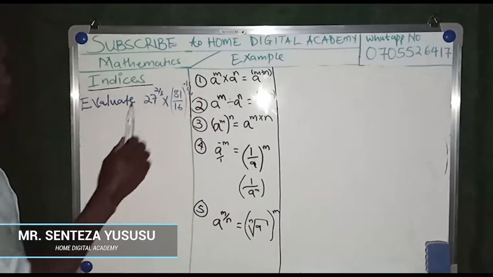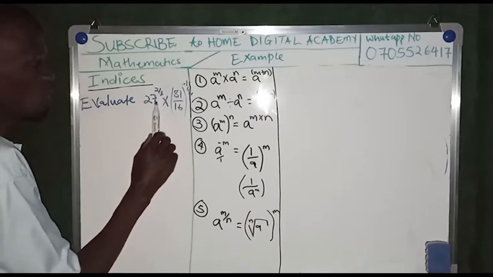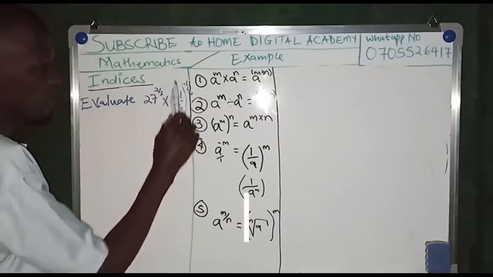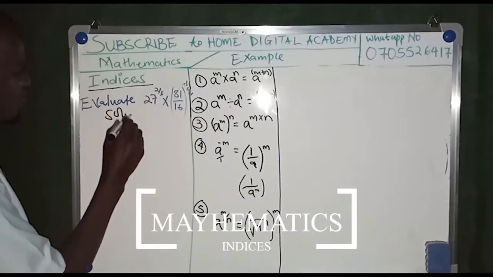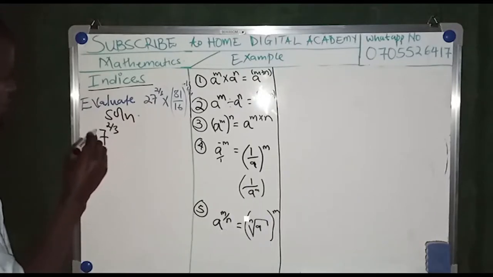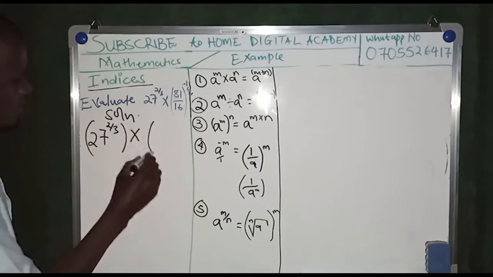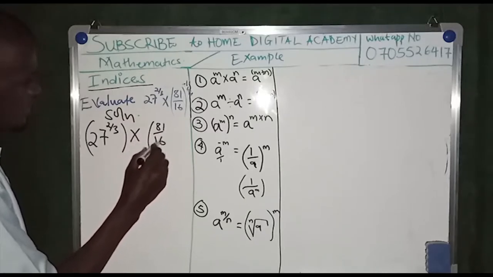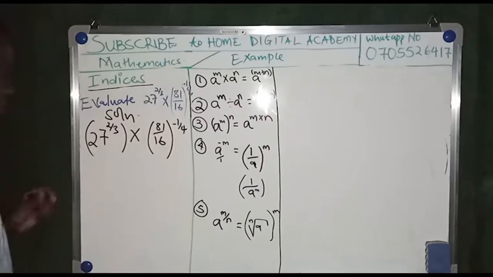Evaluate. This is our example, number 1. Evaluate (27 out of 3 times 81 out of 16), then brackets to power negative 4. Now let us have the solution. The number is 27 out of 3, that number. Then I'm multiplying 81 out of 16 to power negative a quarter over 1 out of 4.